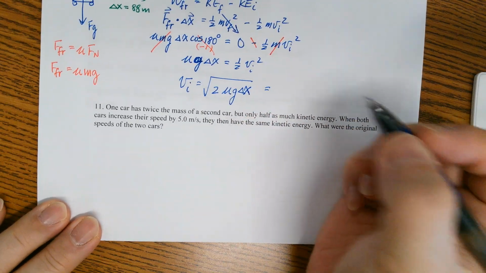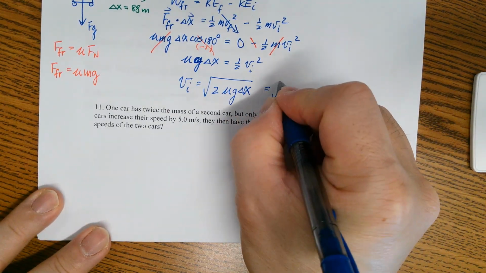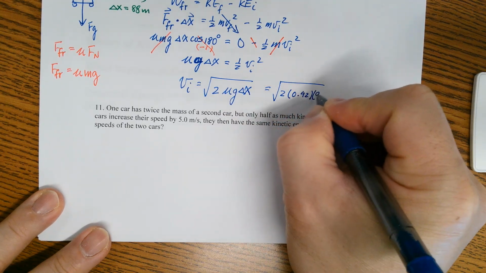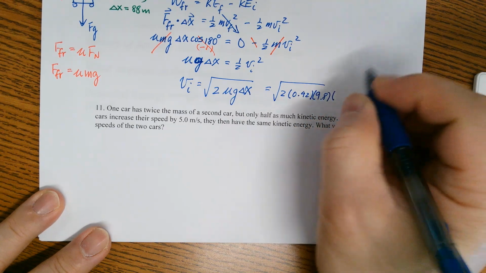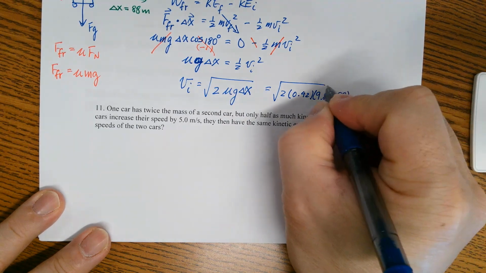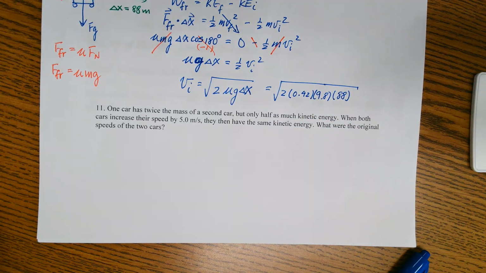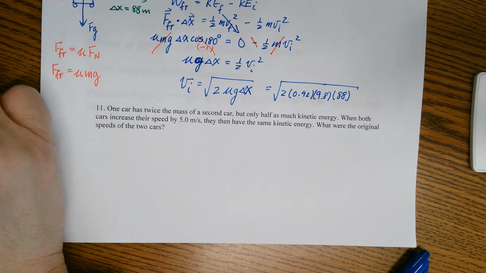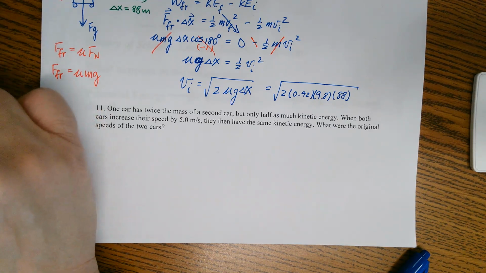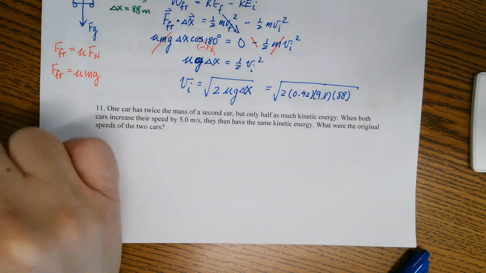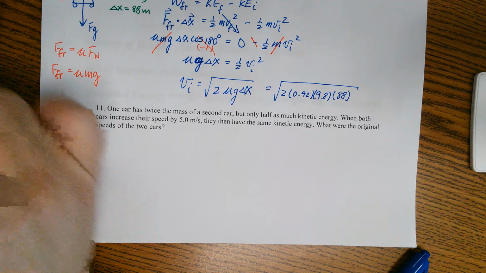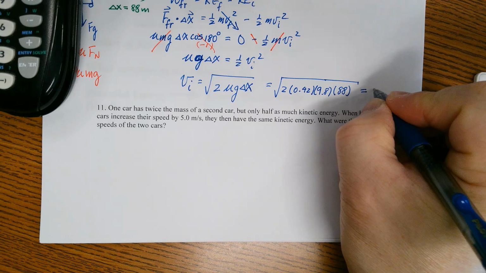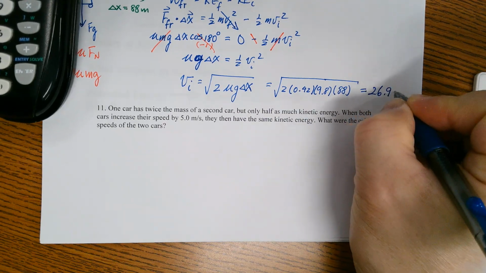So let's plug it in and find out what's going on. So the square root of 2 times mu, which is 0.42, times 9.8 times 88 meters. So if we work it out, we go 2 times 0.42 times 9.8 times 88. And we have to square root that. So I got something around 26.9 meters per second.